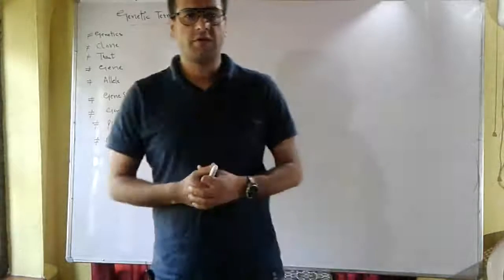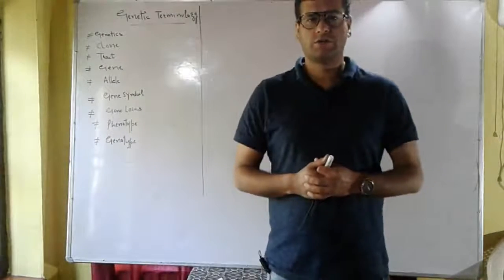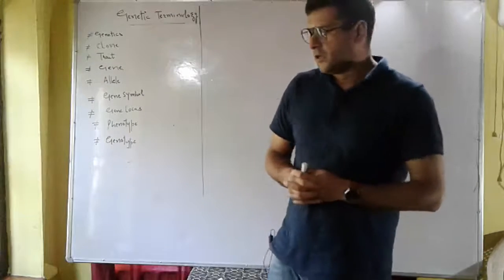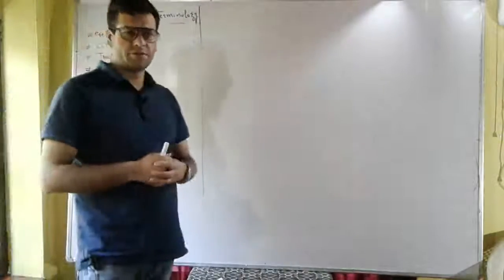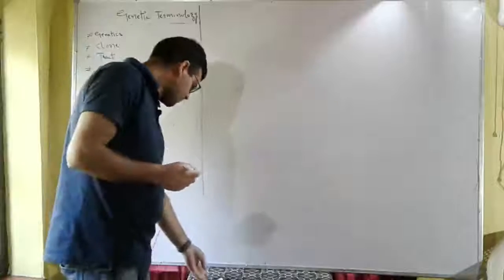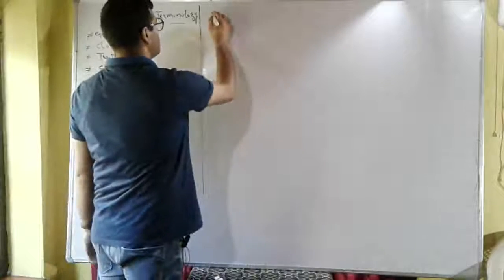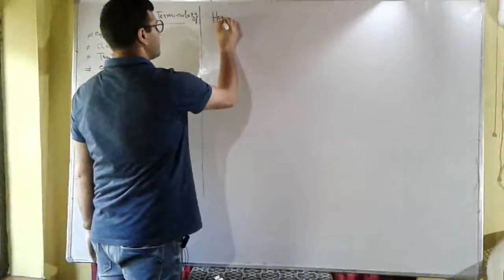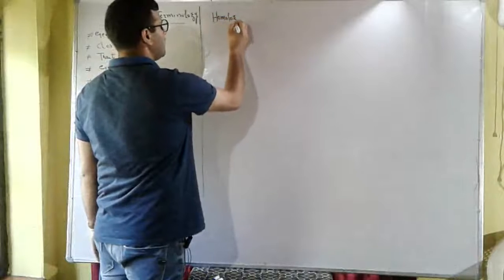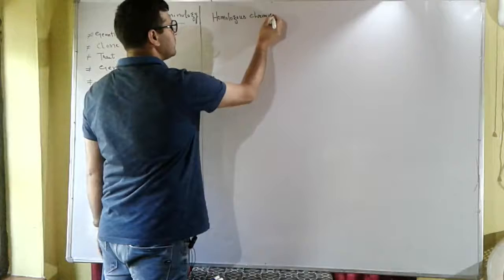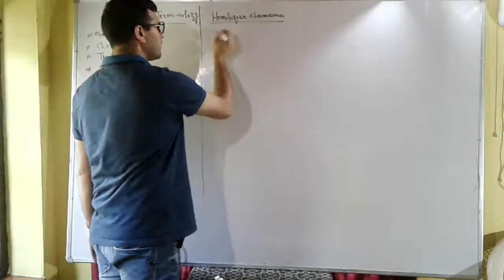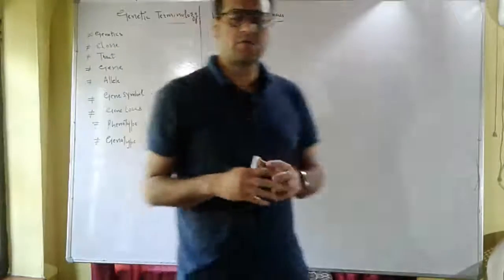So we are discussing the genetic terminology. We have discussed what is genetics, what is clone, what is trait. We will discuss what are homologous chromosomes. Homologous chromosomes.